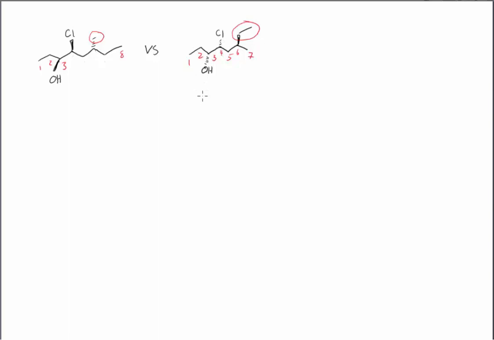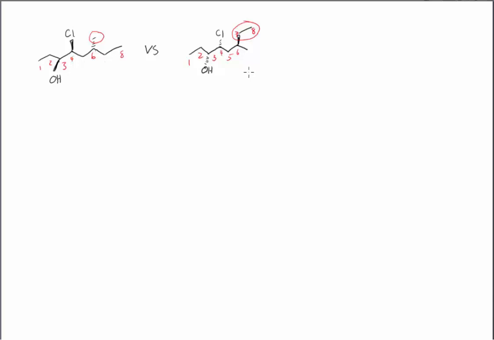Do they have the same connectivity? Well, the OH is on carbon 3 in both cases, and the Cl is on carbon 4 if we count from the left. And then we have this carbon 6, which has a branch point, but it looks like carbon 6 has some differences. However, if we consider on the right side that the longest chain simply goes up instead of continues to the right, then I think you'll agree that both have a methyl group on carbon 6. So it looks like they have the same connectivity as well. So they are not constitutional isomers.